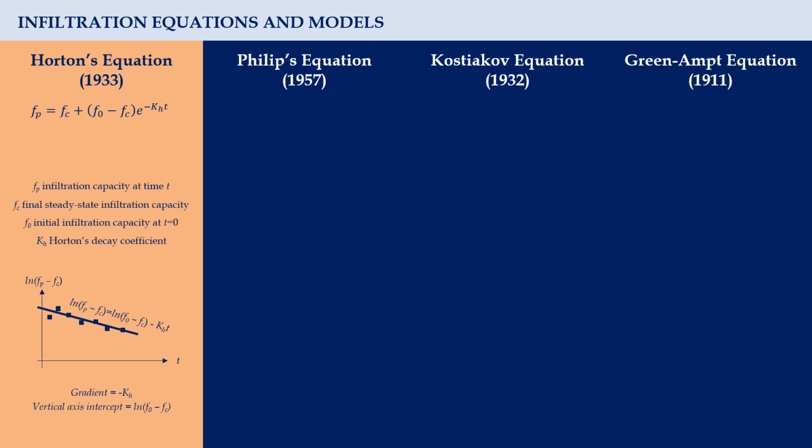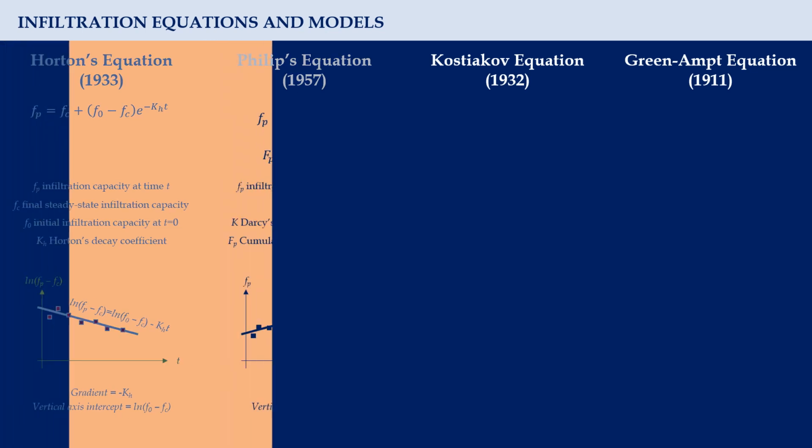Given a set of data obtained from the infiltrometer, we can plot the graph of ln(Fp − Fc) against time and find the best fit line. The gradient of that line would be negative KH, while the vertical axis intercept is ln(F0 − Fc). With a little calculation, we can then define the value of F0.